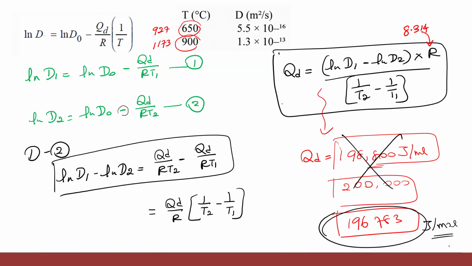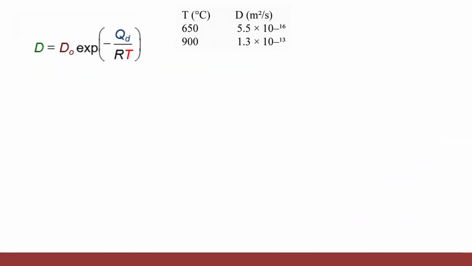Anyone have any question? Now, if you know this, we only found the QD. We need to find D naught as well. So now you can plug this in one of these equations and you can find it. Or else you can use the other equation, either the one with the ln or the exponent. If you use this one, let's take this set. D is 5.5 times 10 to the negative 16. D naught, this is what we need to find.